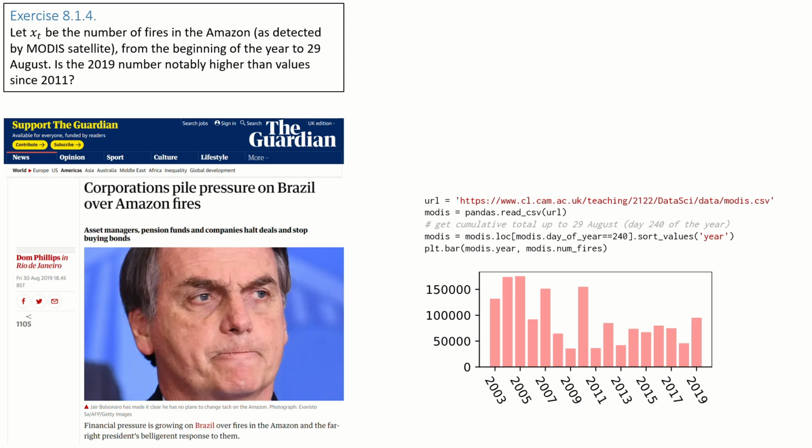The dataset contains day-by-day numbers for every year, but I'm only plotting the cumulative counts for each year up to 29th August to match the news article, which came out on 30th August. And indeed, the 2019 figure is very high. It's more than twice as high as the preceding year.